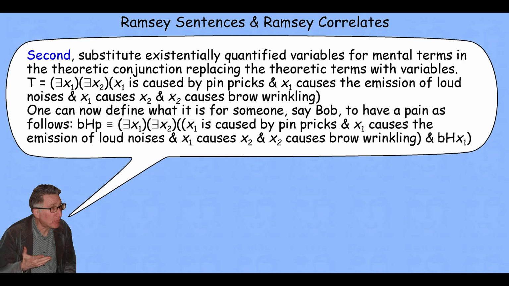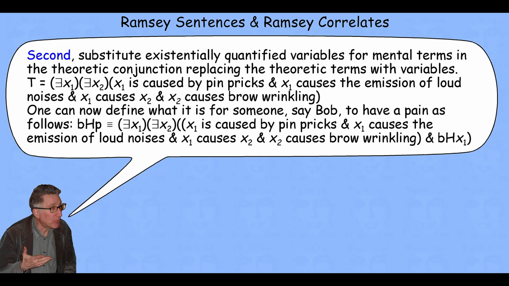Now, there are a couple more points we want to make before we move on. That first sentence, T equals there is at least one thing, x1, and so on, that is our Ramsey sentence for that theory. It is the expression of the relationships between these variables and our observation terms that we can then use to talk about what the theory is asserting about the world. The second sentence, Bob has a pain, that is a Ramsey correlate of our theory, of that first sentence.